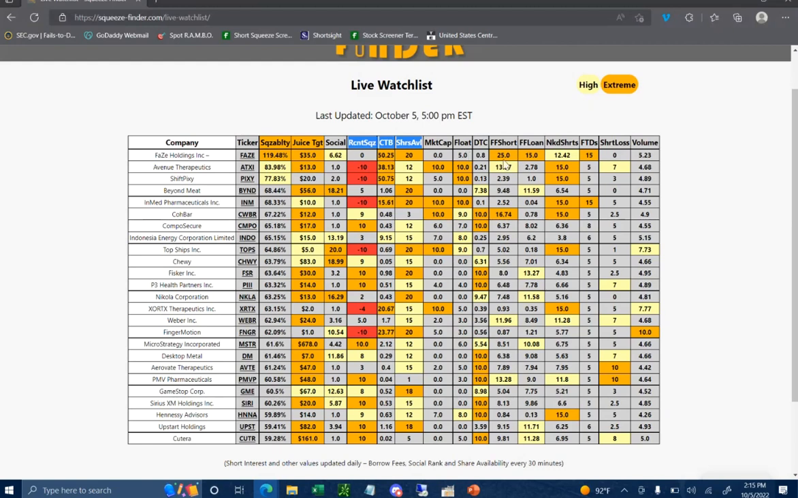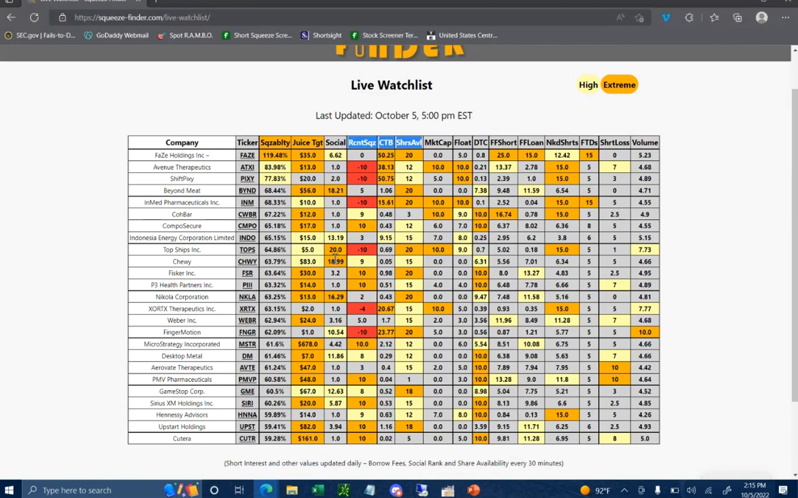So let's see some of the other stuff to look at. Naked shorts and FTDs. Again, you're just kind of looking for those orange values. One of the newer columns here is the social sentiment. So this is interesting. I found a source for Reddit posts. So this is based on Reddit only, not Twitter or StockTwits or any other social media.